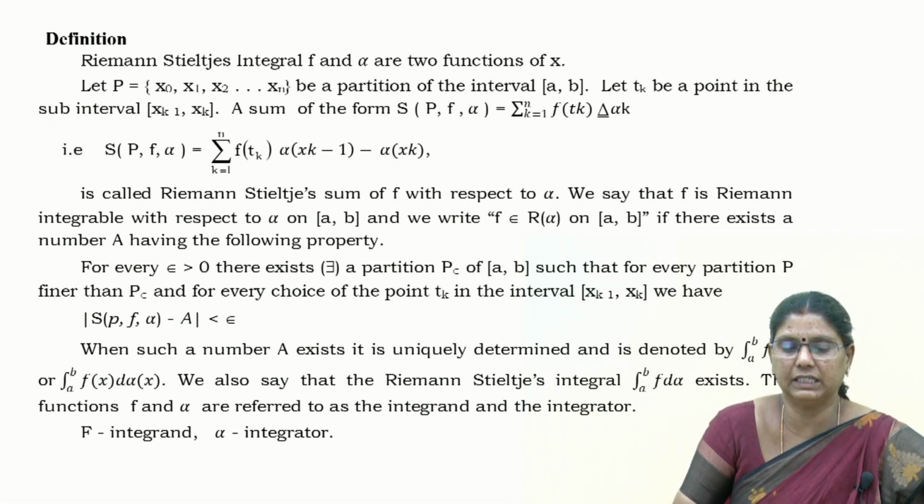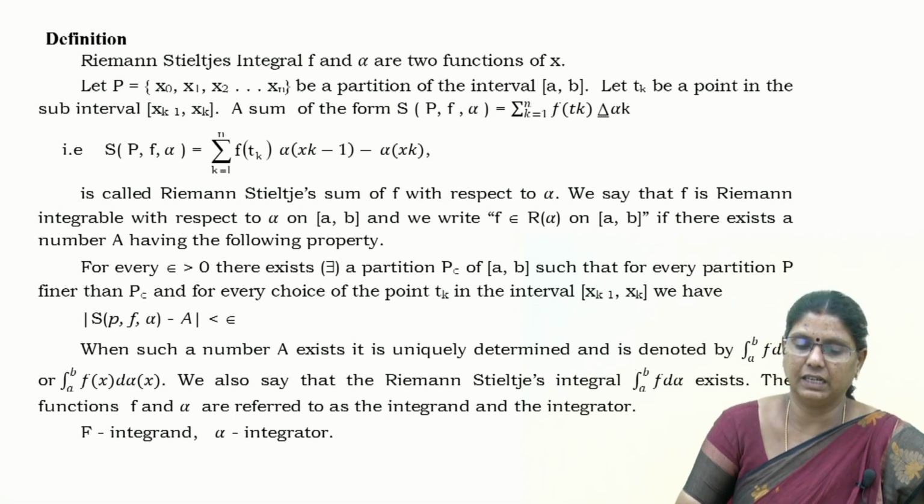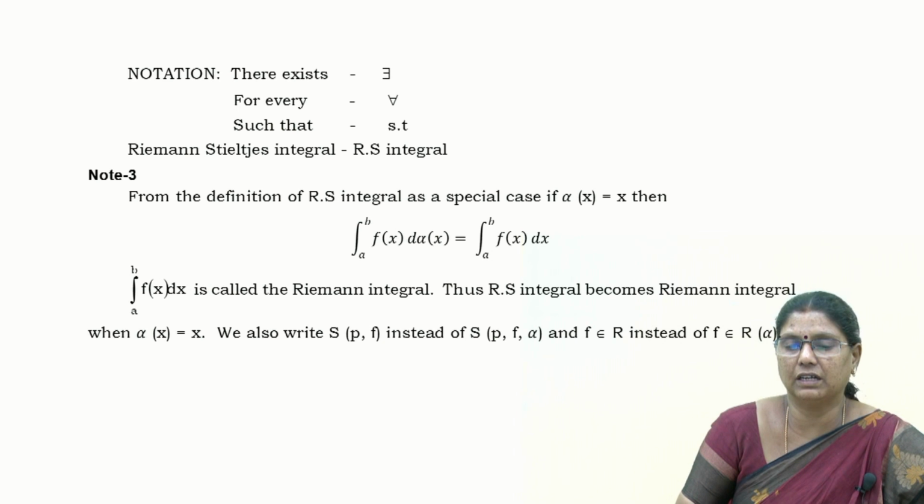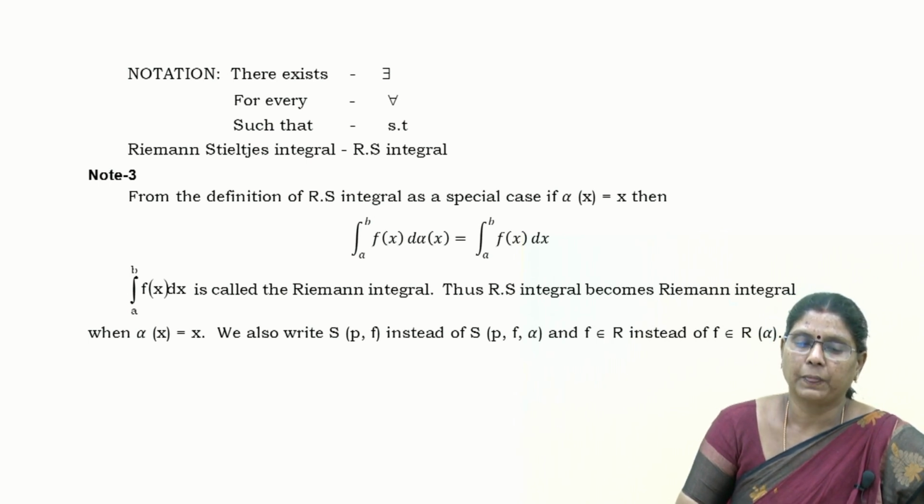Here the functions f and alpha are referred to as the integrand and the integrator respectively, that is, f is the integrand and alpha is the integrator. Some other notations are: there exists, for every, and such that. For the Riemann-Stieltjes integral we denote it as RS integral.